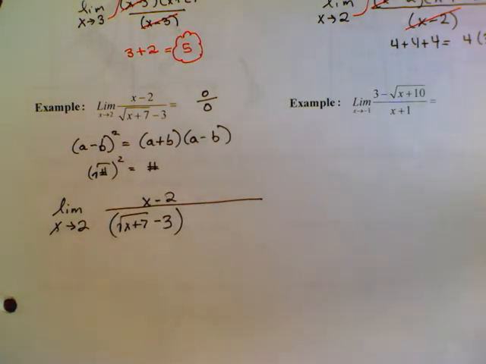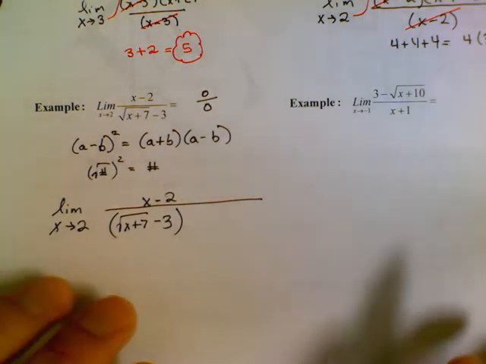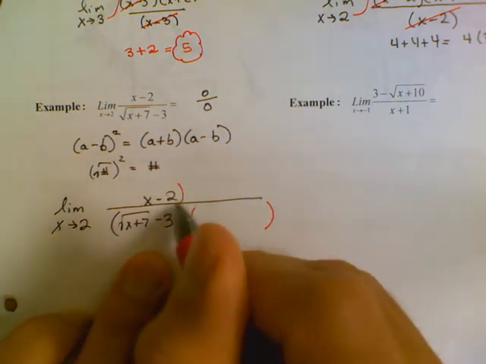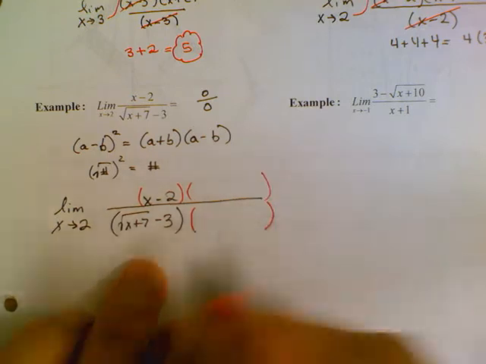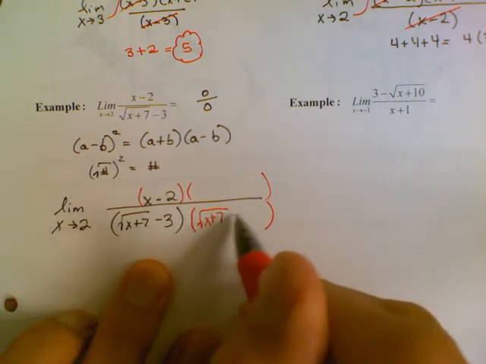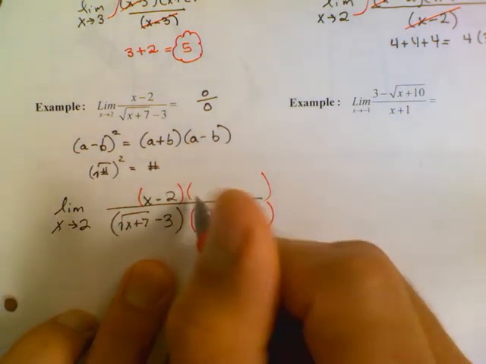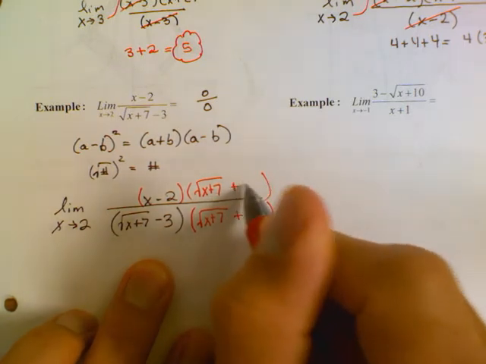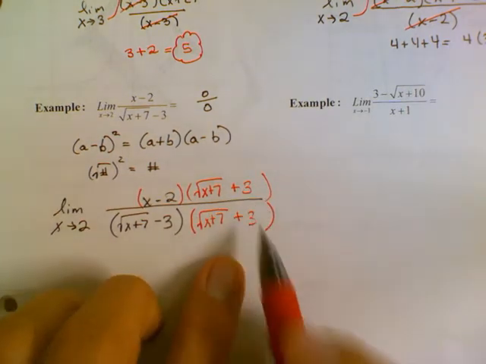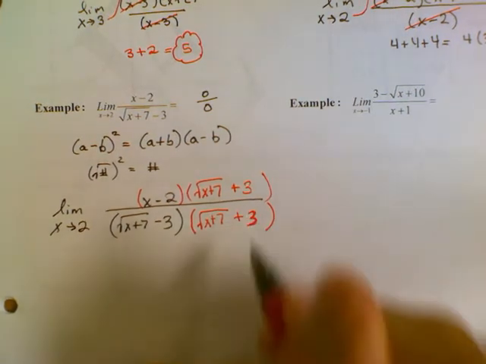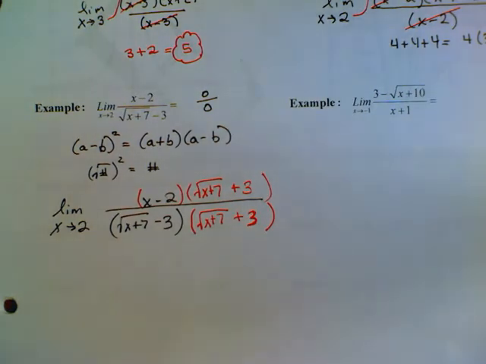Okay, so what you want to do is make the denominator a perfect square, a difference of squares. So we'll call this the square root of x plus 7 plus 3, and we'll multiply this by the square root of x plus 7 plus 3. Now that red part there, if you divide that, that's just 1. So we're multiplying this fraction by 1, which is totally allowable.